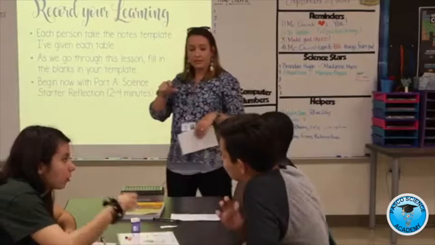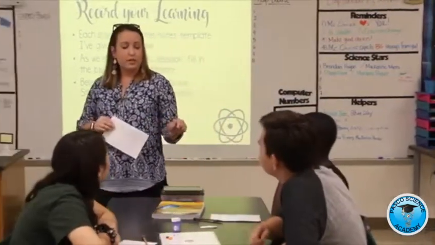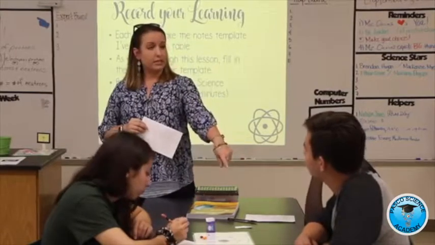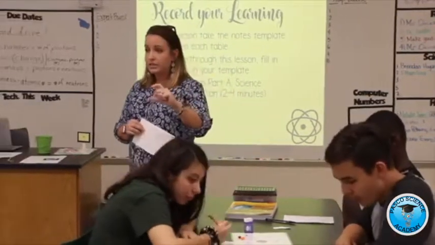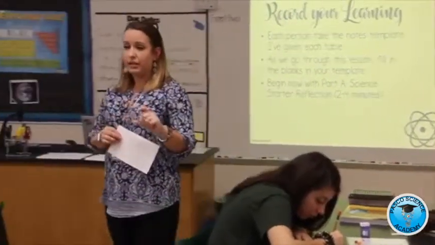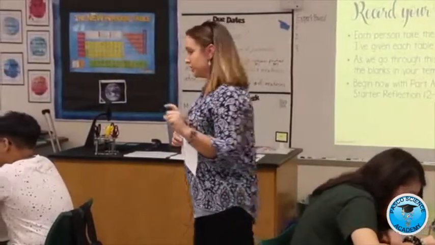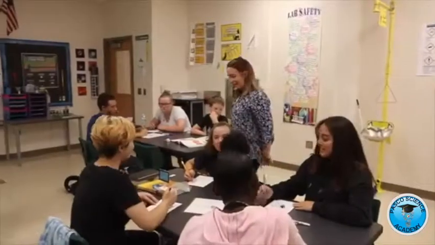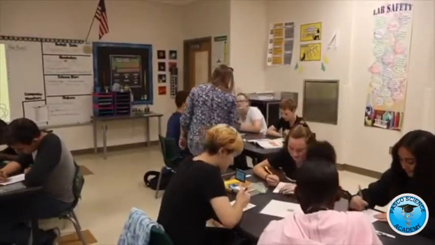So part A is the science starter reflection. If you don't mind real quick, the activity we just did, you're going to process and fill out part A of the science starter reflection, and then we're going to get started on part B in just a minute. Fill out part A. How we doing?